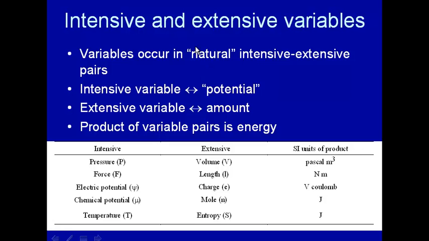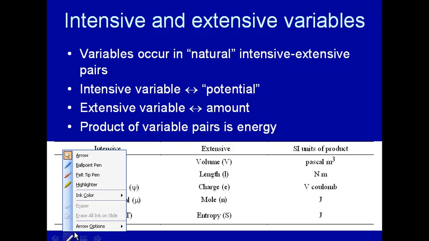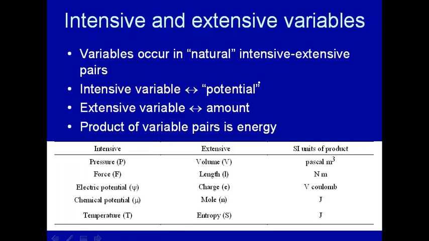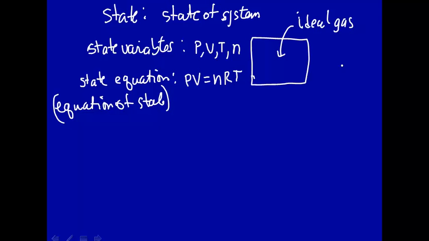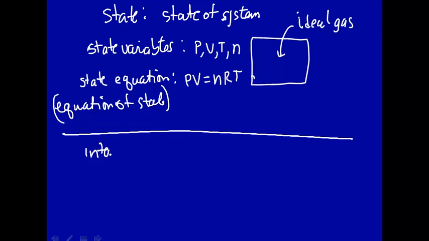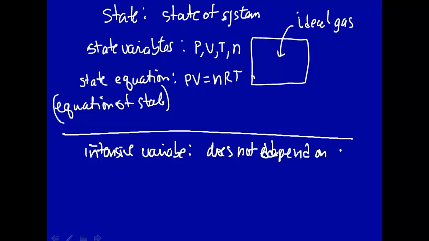Now, variables often occur in natural intensive-extensive pairs. Maybe you remember from introductory chemistry, maybe not, what intensive and extensive is. So let's go back and review that. An intensive variable does not depend on amount.